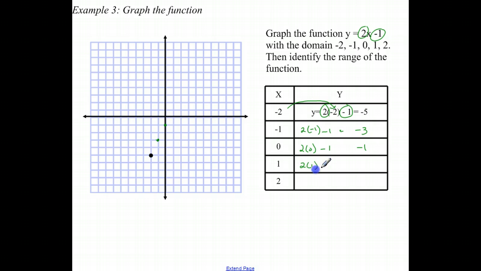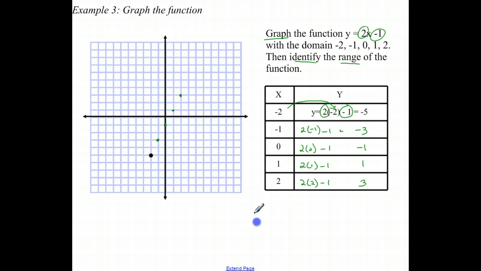2, 1, minus 1. So 2 times 1 is 2, minus 1 is a positive 1. Positive 1, positive 1. Our last point is 2 times 2 minus 1, or 4 minus 1, which would give us 3. The point 2, 3. So I've done the first part. I've graphed that function. Now I need to identify the range.